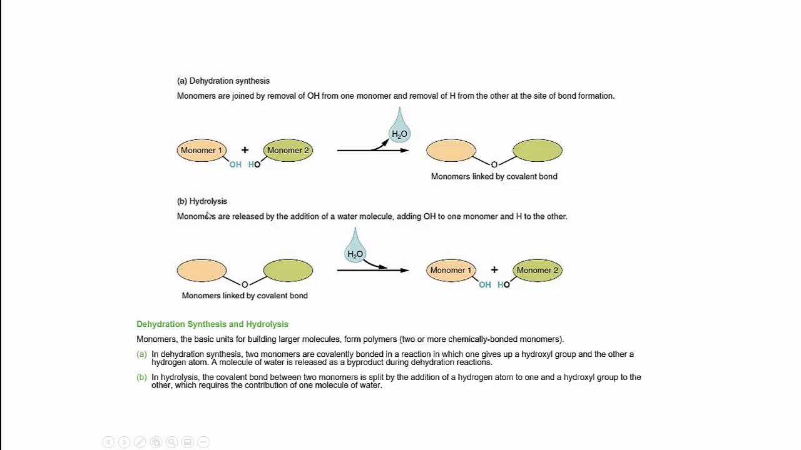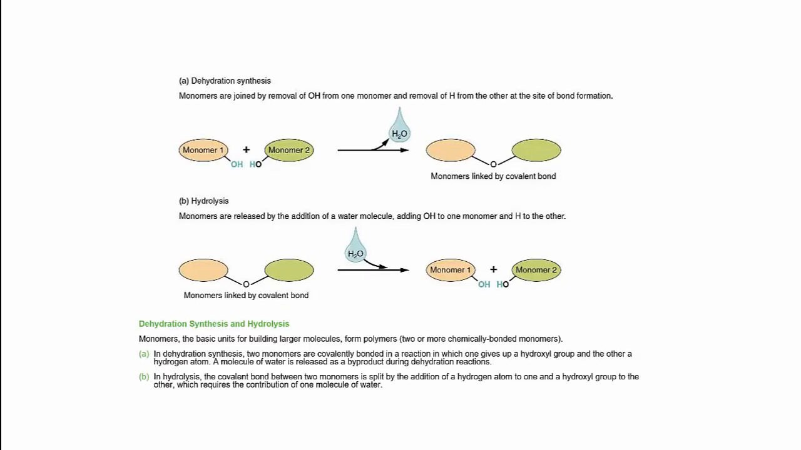In hydrolysis, now if we break that word apart, hydro is water, lysis means to break apart. In hydrolysis, the covalent bond between two monomers is split by the addition of a hydrogen atom to one and a hydroxyl group to the other, which requires the contribution of one molecule of water. So here we're actually adding water in, and the OH, the hydroxyl group from the water, goes to monomer 1, and the hydrogen is going to go to monomer 2.